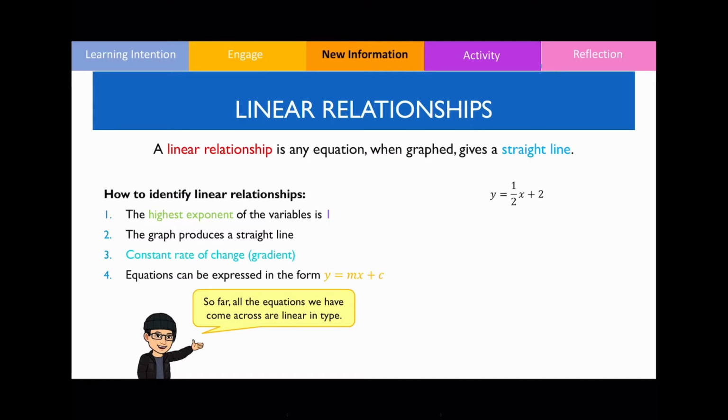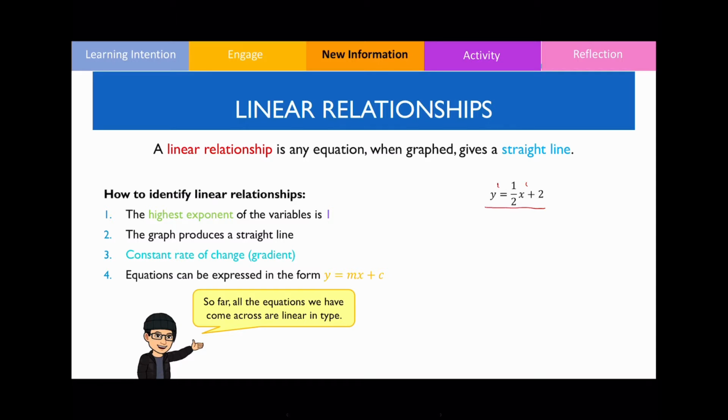Firstly, one of the ways for us to easily identify whether something has a linear relationship is when the highest exponent, meaning the highest power for a letter, is going to be 1. So as you can see over here for this particular equation, this is a linear equation because the power of y is equal to 1 and the highest power of x is also raised to the power of 1 as well. Secondly, this is the most obvious one, but your graph should yield a straight line.